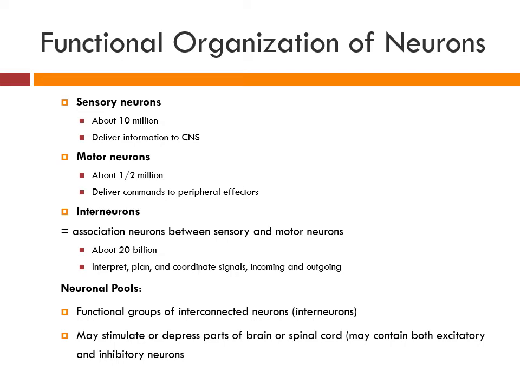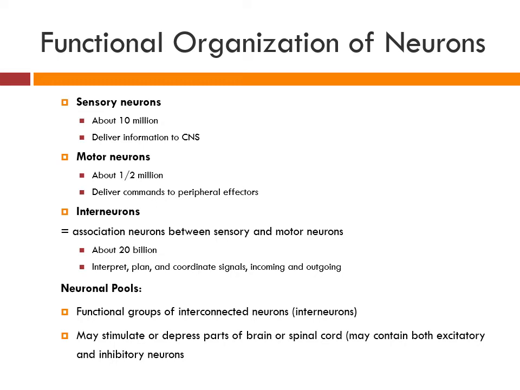So we've talked about our spinal cord, our spinal nerves, and our peripheral nerves, but something else that we've got to consider is the actual neurons themselves. So for our sensory neurons, we have about 10 million, and they are collecting information from the periphery and delivering it to the central nervous system. In contrast, we only have about 500,000 motor neurons that are capable of delivering commands to the peripheral effectors. So we need to be able to sense everything, but we can utilize fewer motor neurons to issue commands because we're only going to issue so many commands.